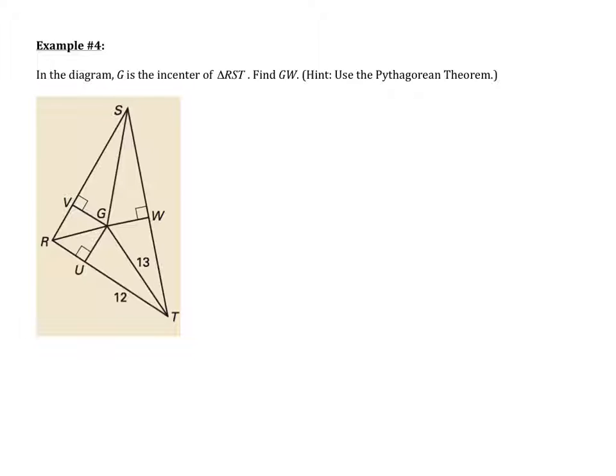In the diagram, G is the incenter of triangle RST. That means that all of these segments going to the vertices of the triangle are the angle bisectors. Now they want us to find the length of GW, and the hint is to use the Pythagorean theorem. If G is the incenter of the triangle, that means that the distances from G to the sides of the triangle are all congruent. So let's mark that in our diagram: GV would be congruent to GW, which would be congruent to GU.